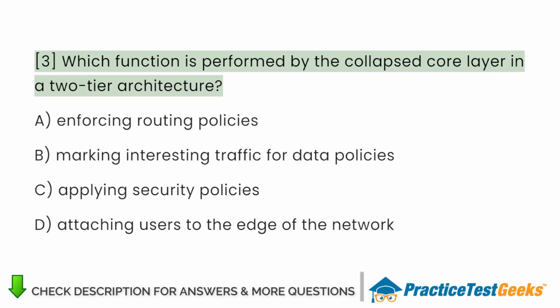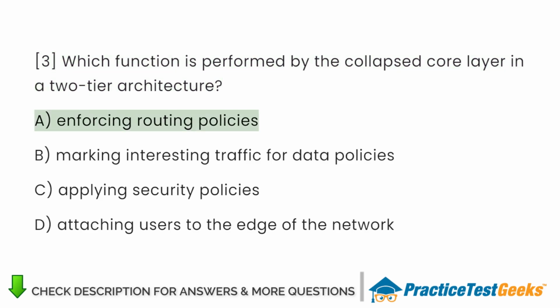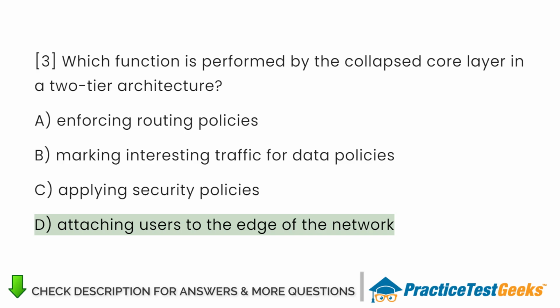Which function is performed by the collapsed core layer in a two-tier architecture? A. Enforcing routing policies. B. Marking interesting traffic for data policies. C. Applying security policies. D. Attaching users to the edge of the network.